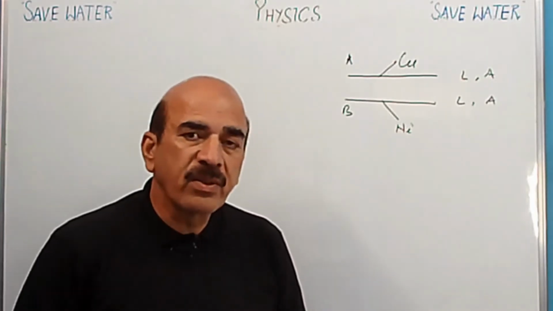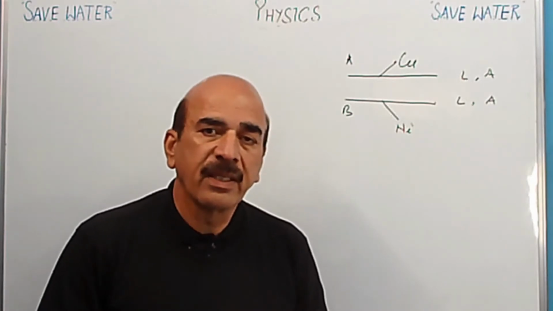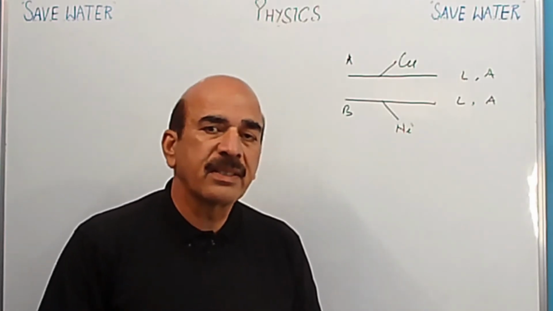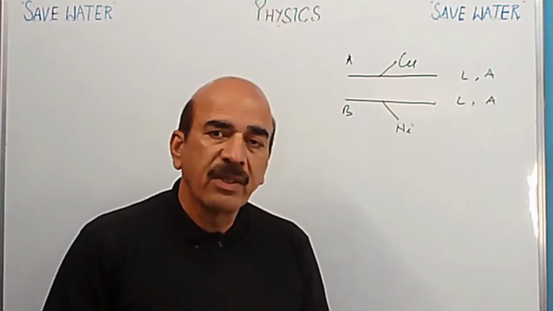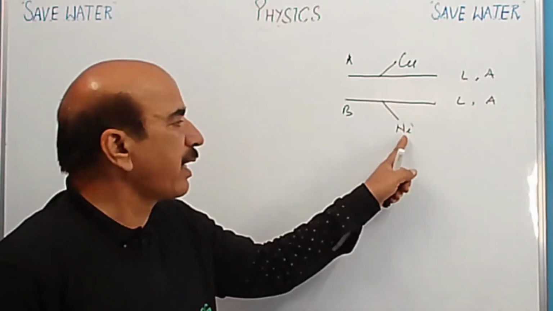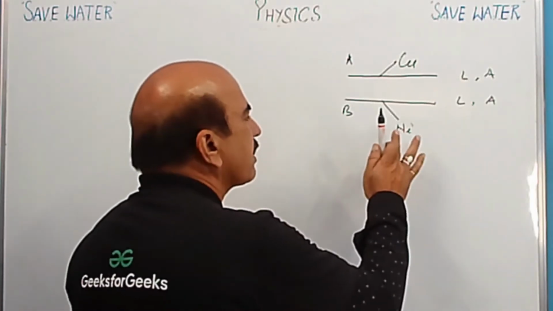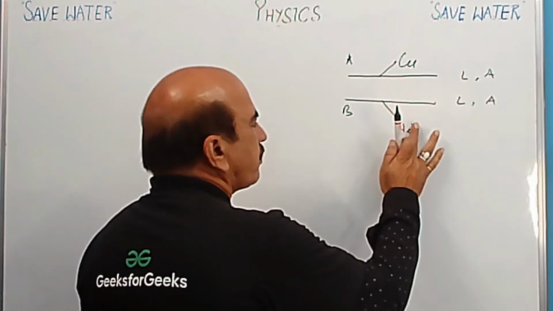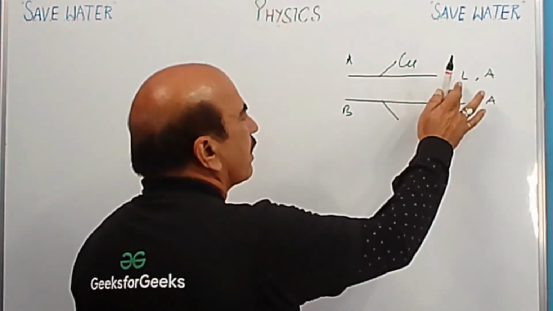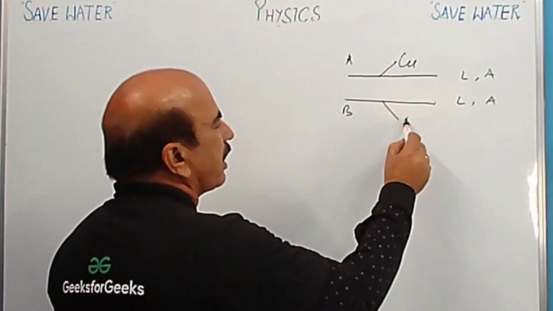If I ask you, will resistance of these 2 conductors be same or different? Yes, resistance of both will be different because this is copper, this is nichrome. Okay, resistance is different. Now in the second case, this is copper and this is now aluminum.